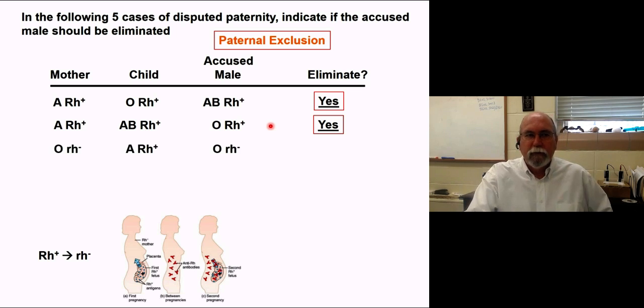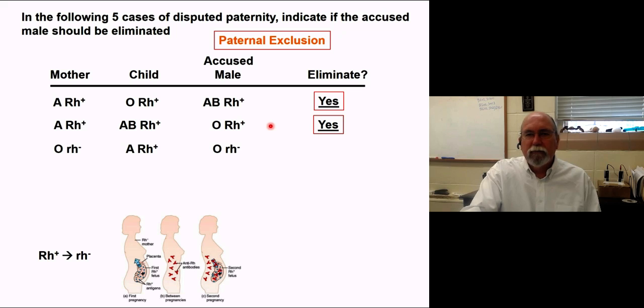Now what about this one? Well, these are always fun, I think, okay? We've got an O mom, Rh negative, same exact genotype as the dad. He's blood type O, he's Rh negative, which means he's Rh negative negative, right? And the child's positive and A.